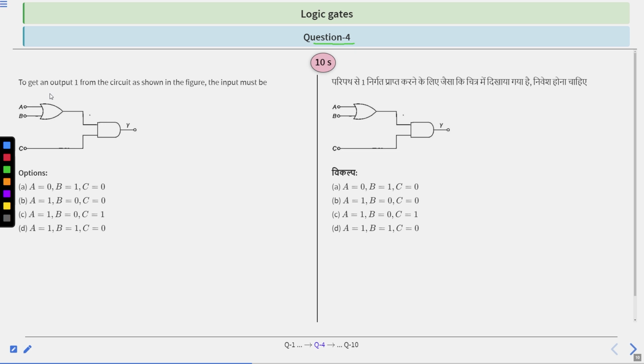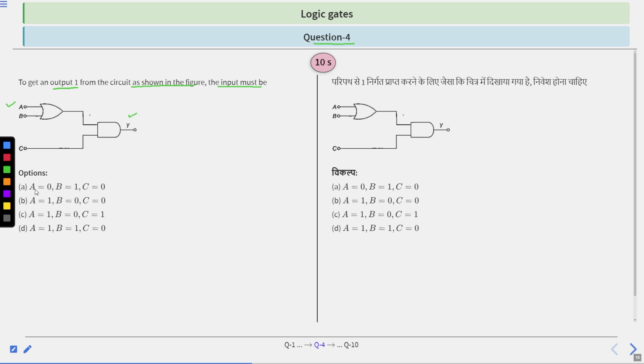The question is to get an output 1 from the circuit as shown in this figure. The figure is this one. The input must be what? There are inputs in the options. So which combination is correct to get the output Y?